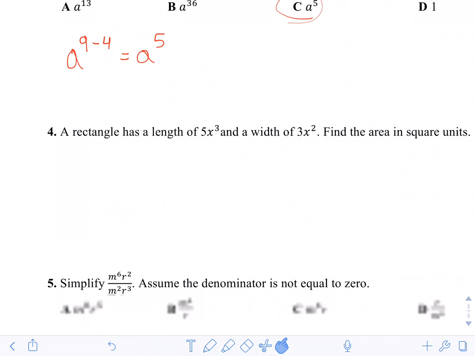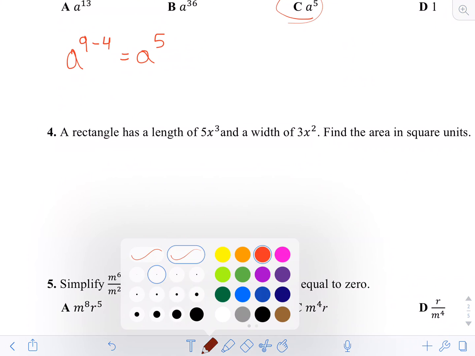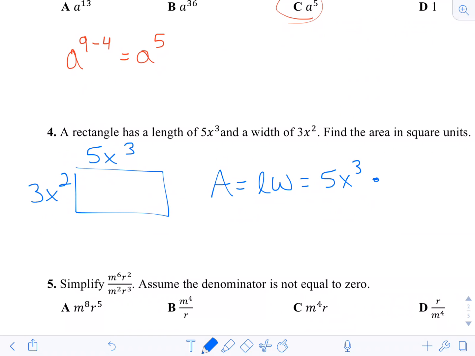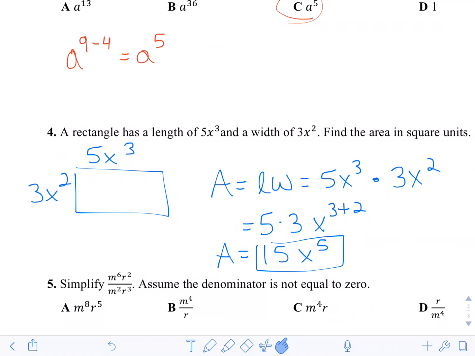Okay, number 4, a rectangle has a length of 5x cubed and a width of 3x squared. Find the area. So here's my rectangle, my length is 5x cubed. My width is 3x squared. To find the area, I'm going to do my length times width. So I have 5x cubed times my 3x squared. Okay, so 5 and 3 I'm going to multiply. And then whenever you have exponents, when you multiply, you add them. So that's going to be 3 plus 2. 5 times 3 is 15. 3 plus 2 is 5. So there's no units on here, so area is equal to 15x to the 5th power.